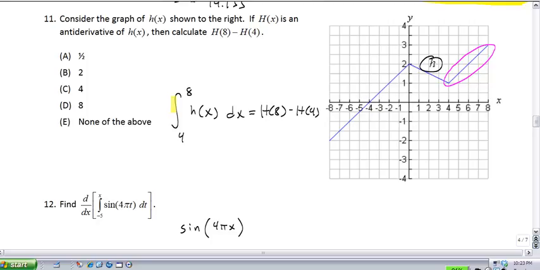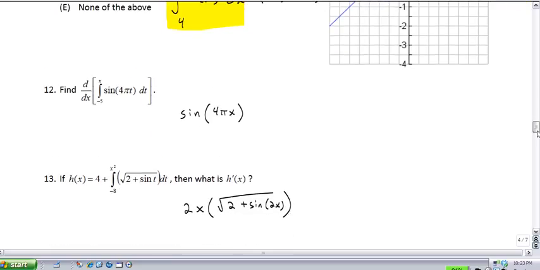Now how does that help you? Well, how is that seen in a graph? That's just area from 4 to 8 under the curve. So you just gotta find this yellow area. And that's the answer to 11. And that yellow area ends up being 8.